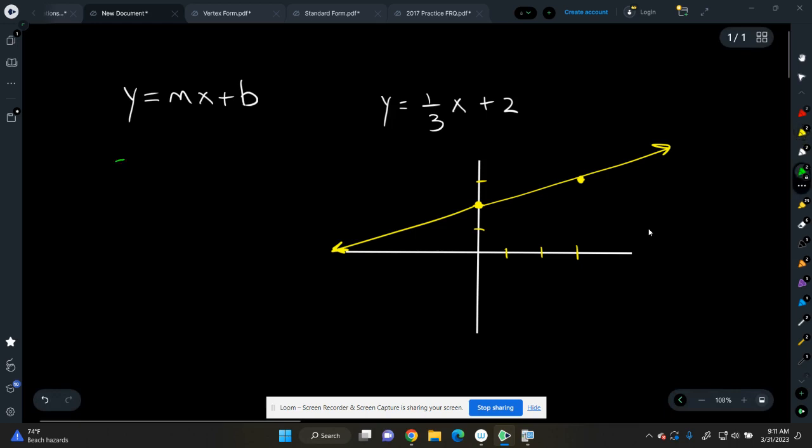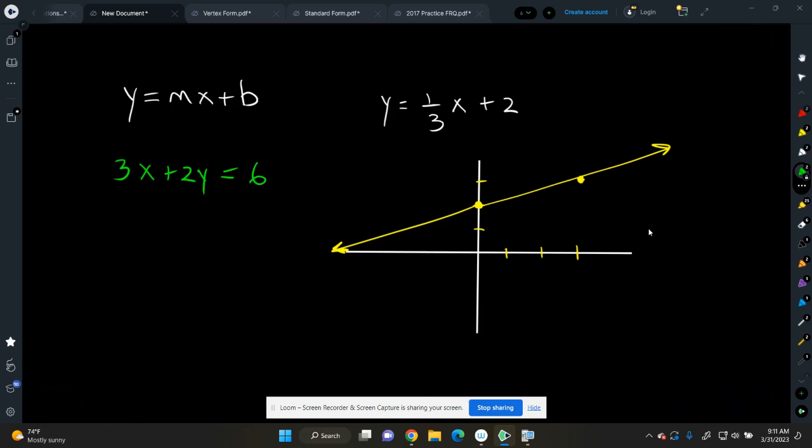So is that up 3 or up 1 over 3? So if I had the equation 3x plus 2y equals 6, what type of graph would that be? What would it look like? You said 6? That is also a linear equation, right? So we know that that's also going to be a straight line.